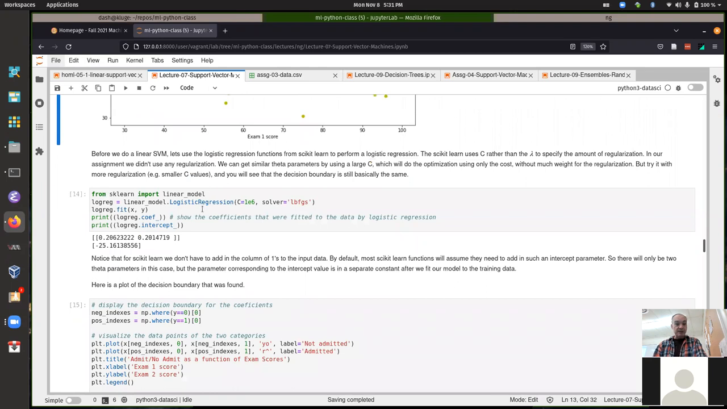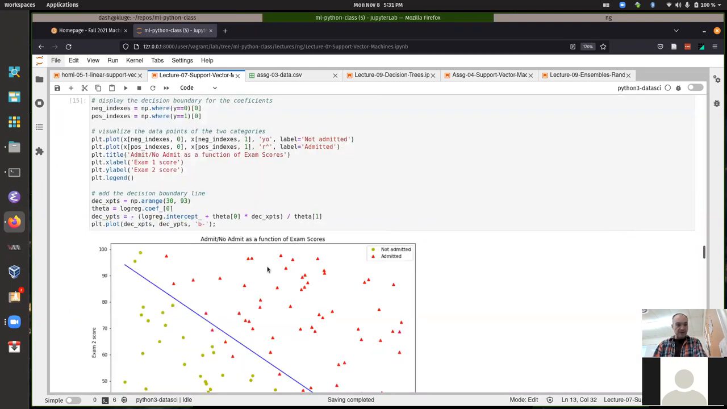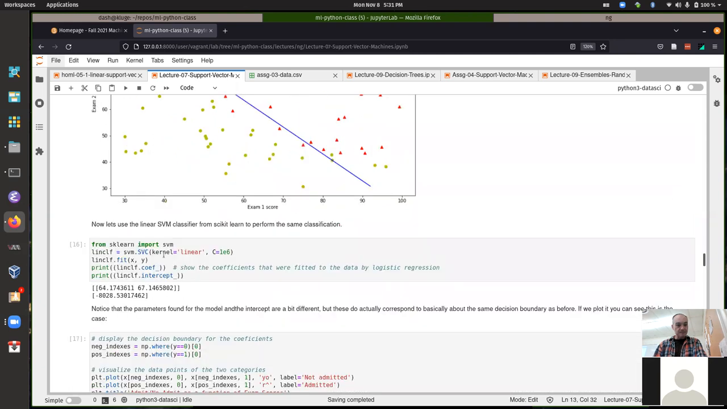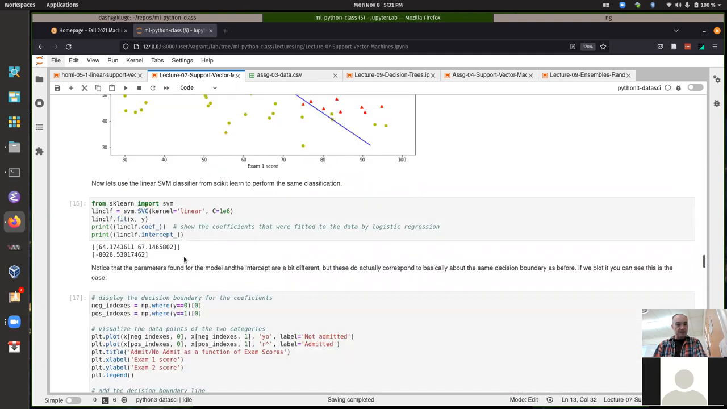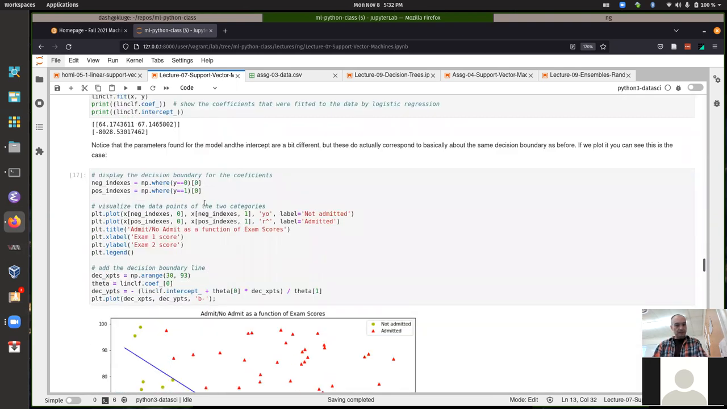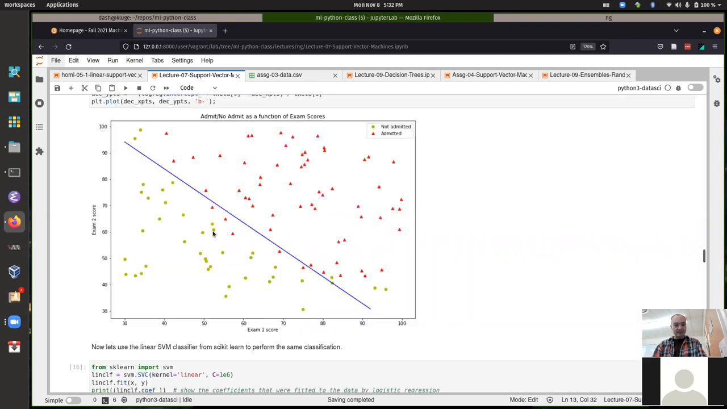This is first using a logistic regression, but if you use a linear support vector machine, you can usually use SVC, the support vector classifier like we've talked about, and say that you want a linear model. You'll get not exactly the same decision boundary, but pretty much the same one as you would get with a logistic regression classifier, just doing a linear decision boundary.